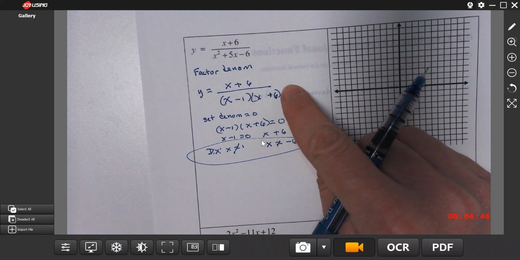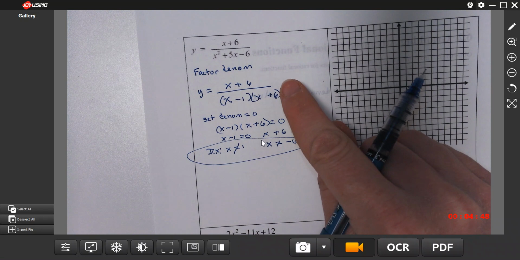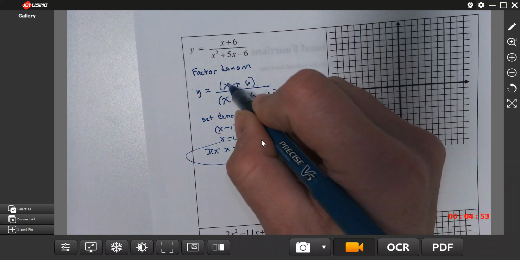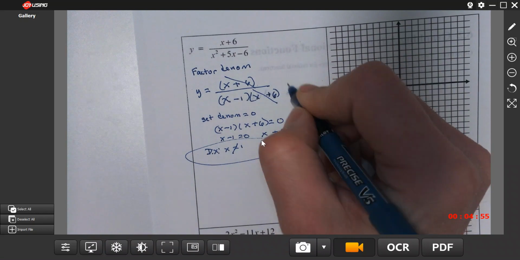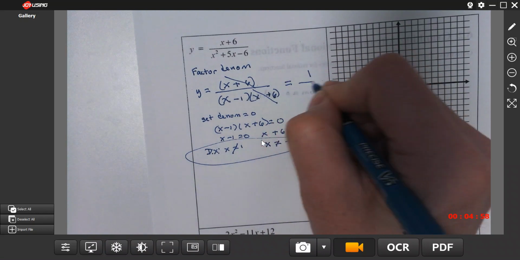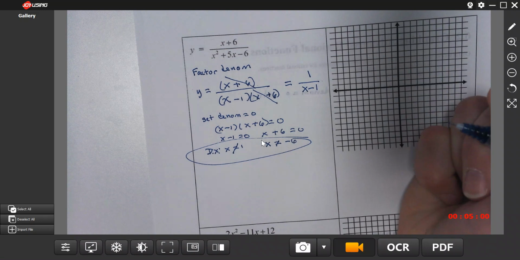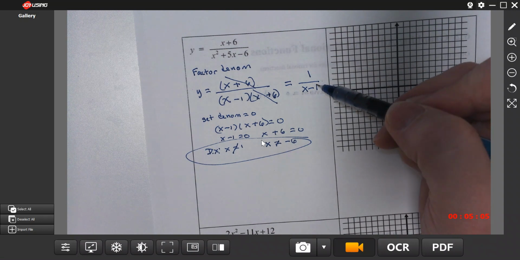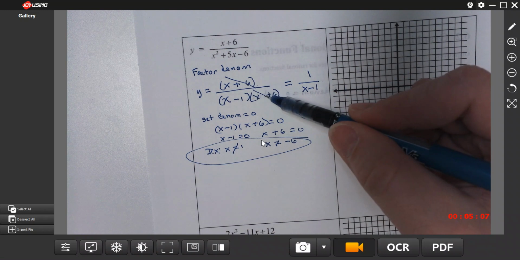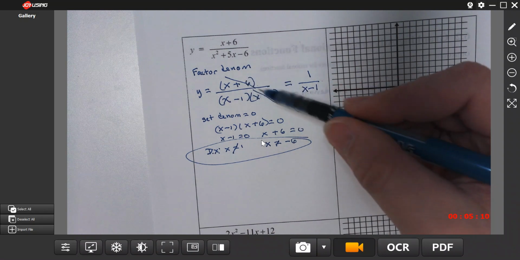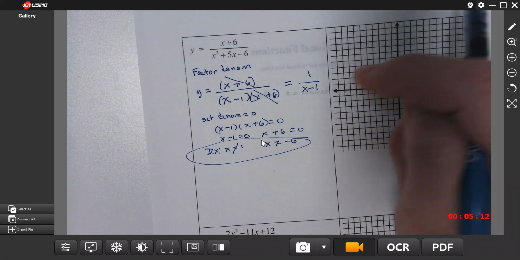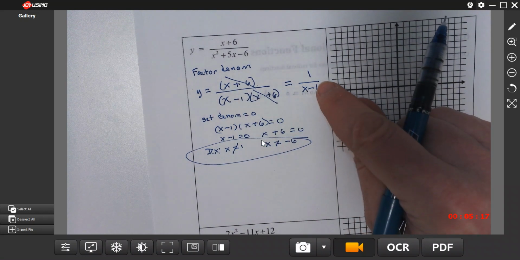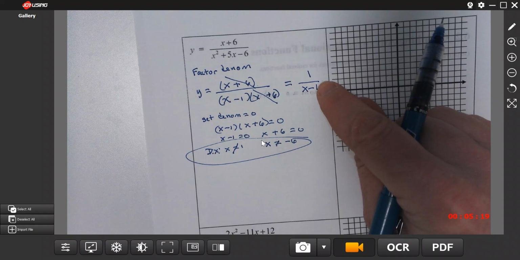Let's go back up here and look at this expression. We can simplify this because x plus 6 is a factor of the numerator and a factor of the denominator, so anything divided by itself is 1. So this simplifies to 1 over x minus 1. So once we're done with this problem, we're going to remember to go back to the front page and tell ourselves that we can cancel or simplify factors that are common to the numerator and the denominator.